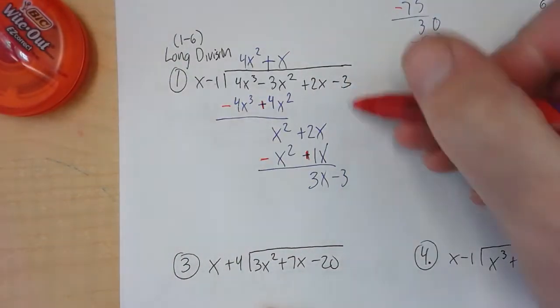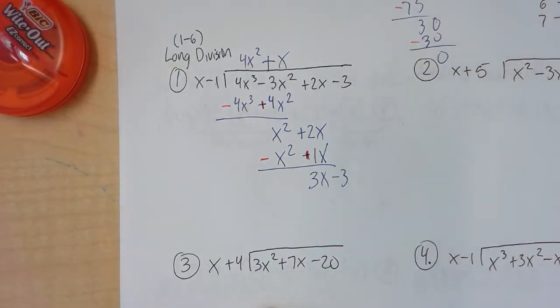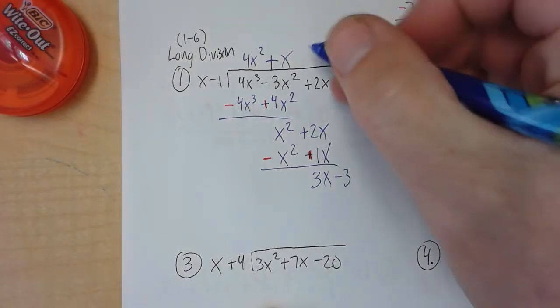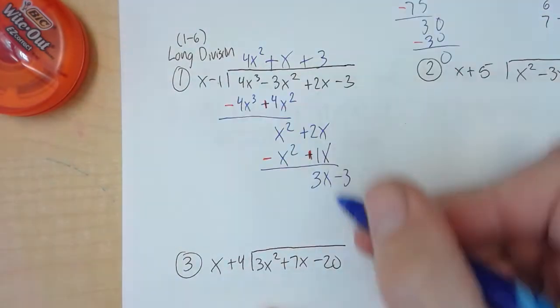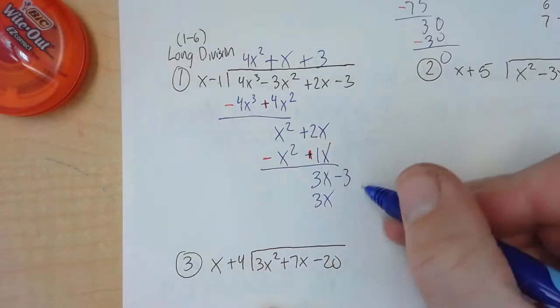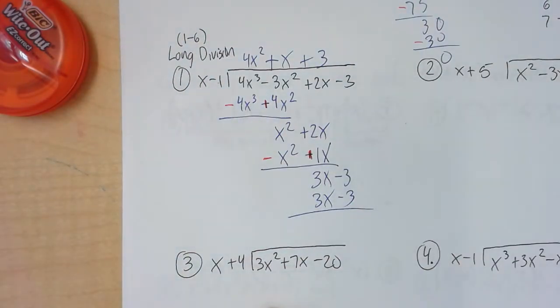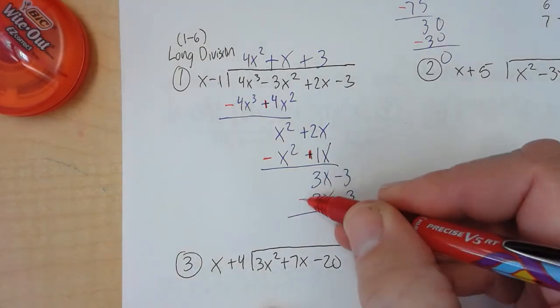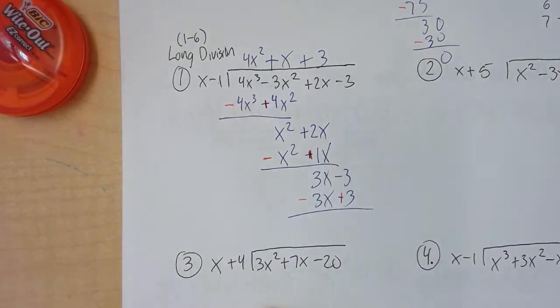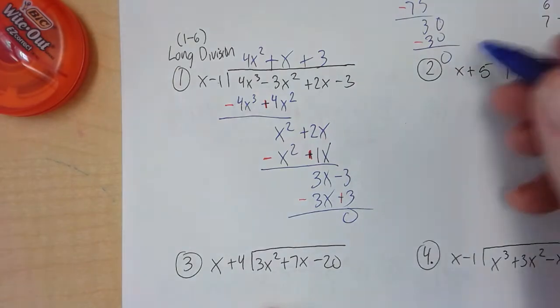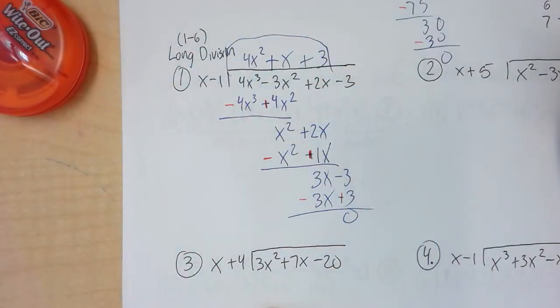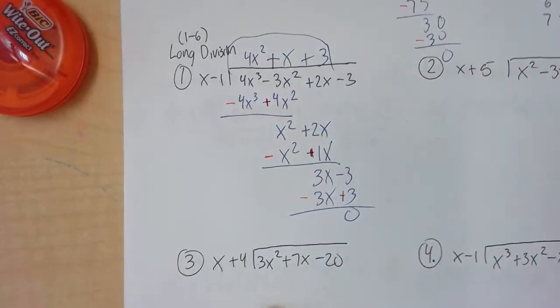Sometimes people drew arrows back in the day. So now I just need 3 up here. 3 times x is 3x. 3 times the 1 is the minus 3. And then I pick up the red pen to subtract. I subtract and I add. So this is going to be 0. So it has remainder 0. So this is the answer right there. There's the quotient to this. That's the answer up there.